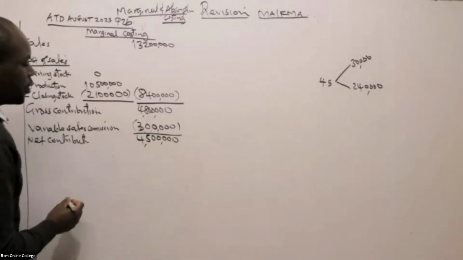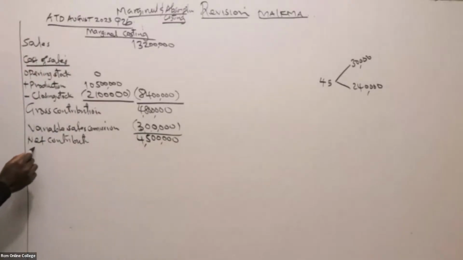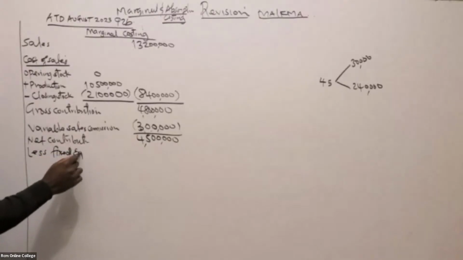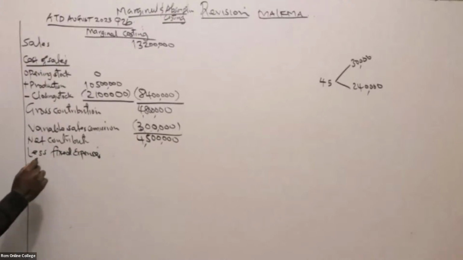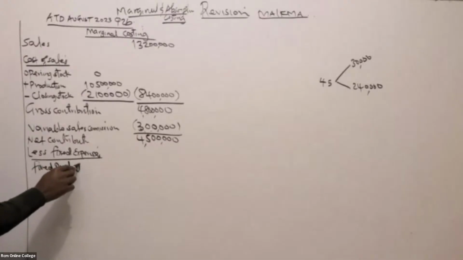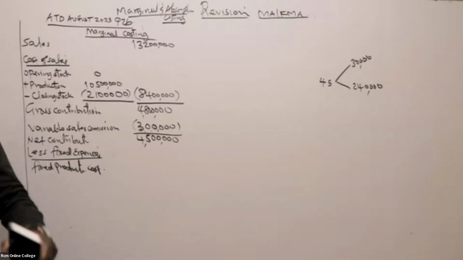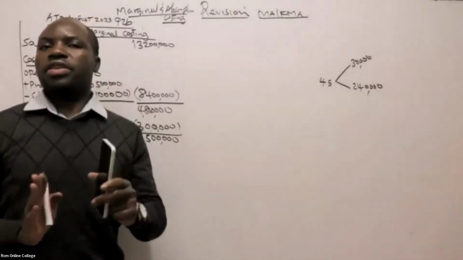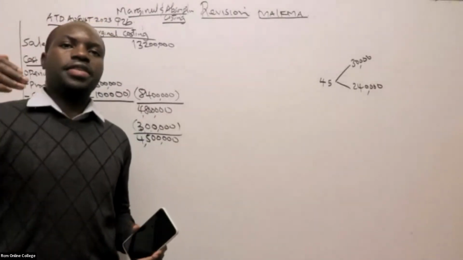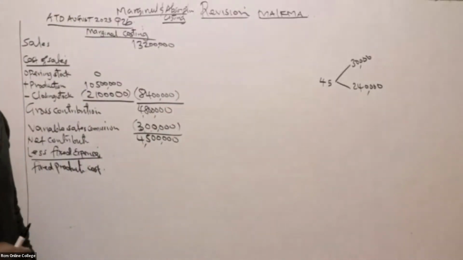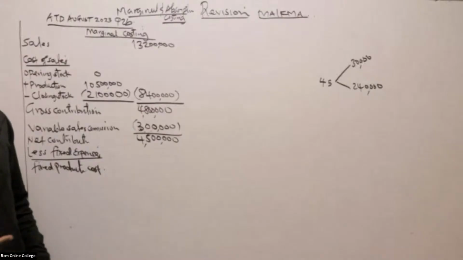4,500,000. Now from this, we can less all the fixed expenses. So less fixed expenses. Now, one of the fixed expenses is the fixed production costs. In the marginal costing system, the fixed production cost does not form part of the product cost, but it is expensed in the income statement under expenses. It is written off as an expense in the income statement.